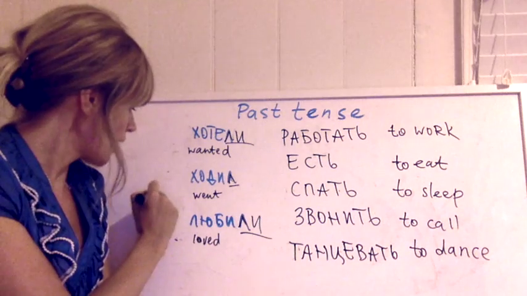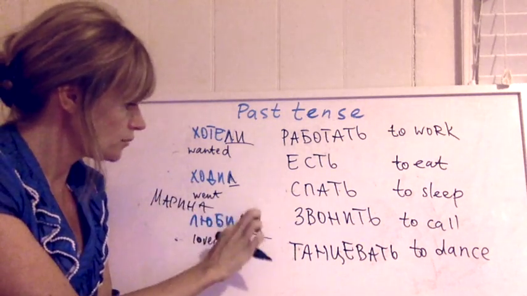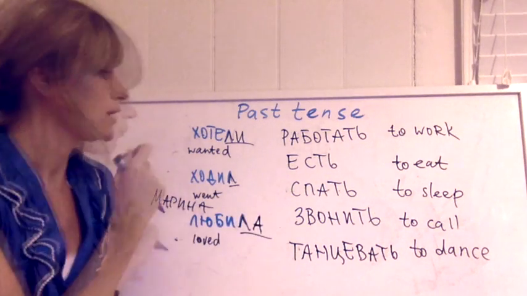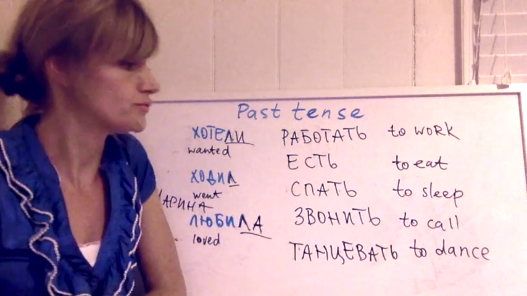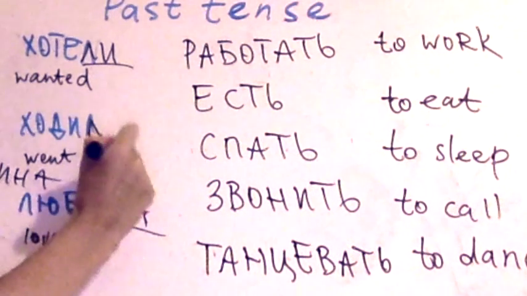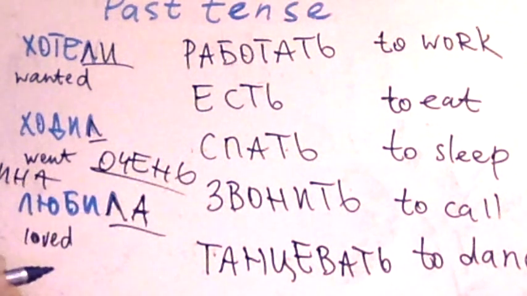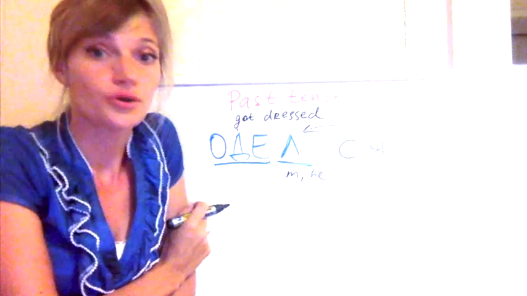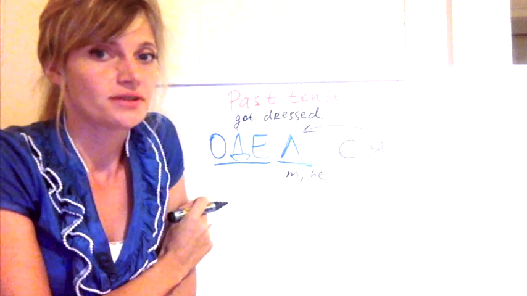Alright. Marina, it's a name. Marina is a girl, so we're going to put the girl form here. Марина любила спать. Марина любила танцевать. Marina loved to dance. Марина очень, очень любила танцевать. She loved to dance very much. Okay? Alright, let's go further to the perfective and imperfective aspect in a verb.